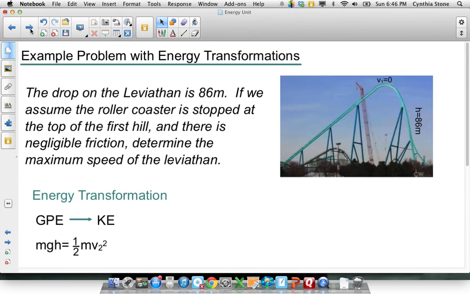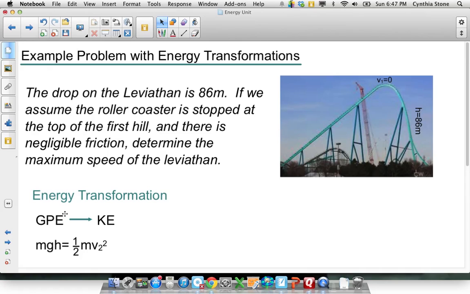I got a roller coaster question as the last. Here we're talking about the first drop on the Leviathan. Now, one thing we typically do with these roller coasters is we assume that at the top of that hill, it's got no speed at all. You know, it's moving a little bit, but we assume none just to make it easier, okay? And we want to know how fast is it going at the bottom of the hill, which is also known as the maximum speed.